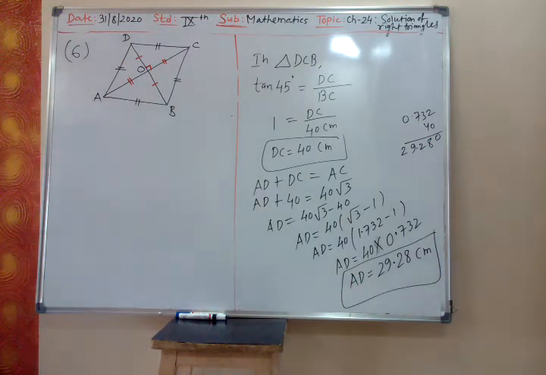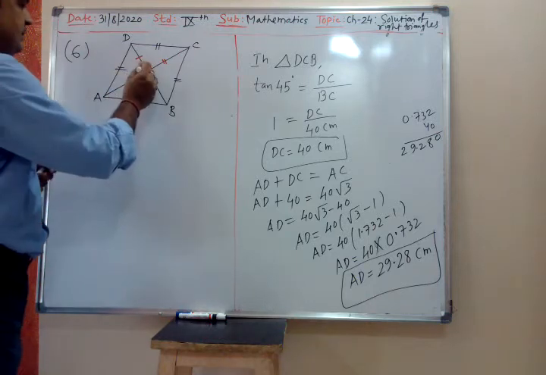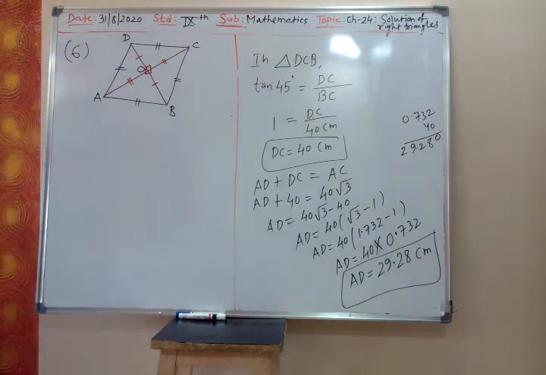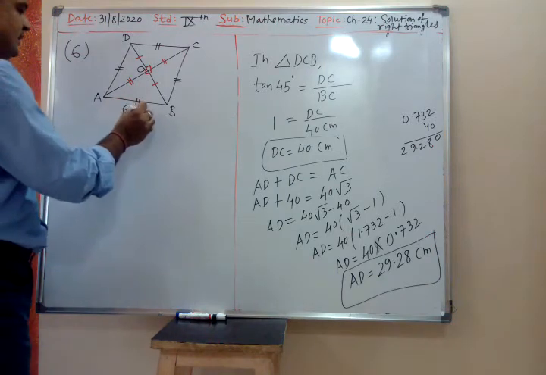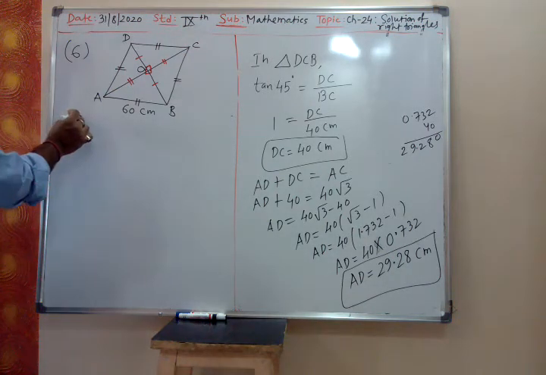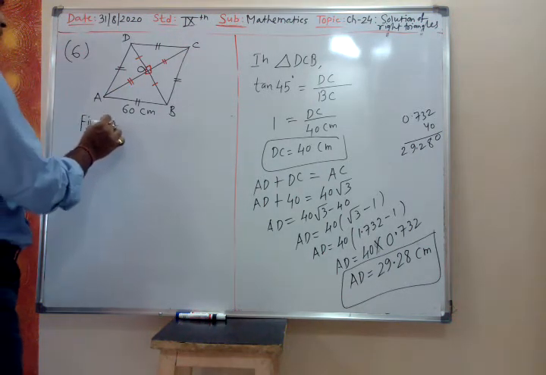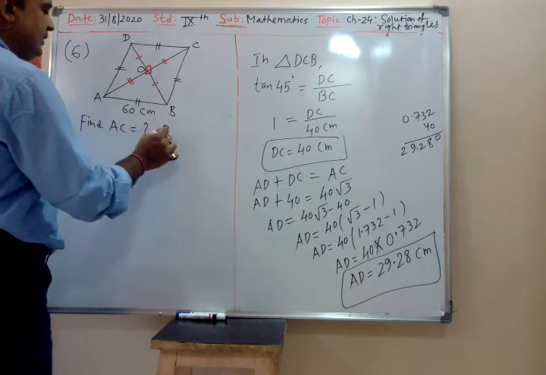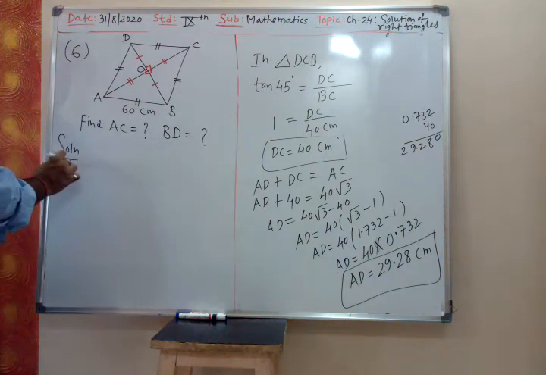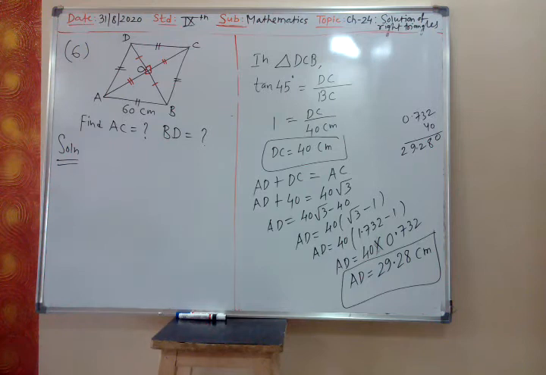Now what is given? Right angle triangles, they are perpendicular, no? So they are perpendicular bisectors of each other. Now we are given AB is 60 centimeter. This length is given. It is asked to find the length of the diagonals, so find AC and BD.